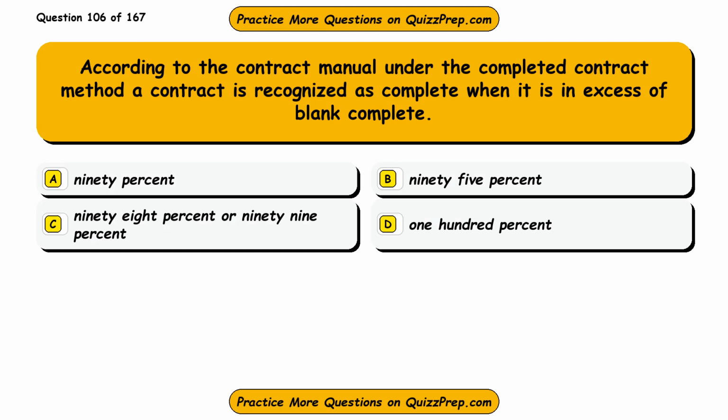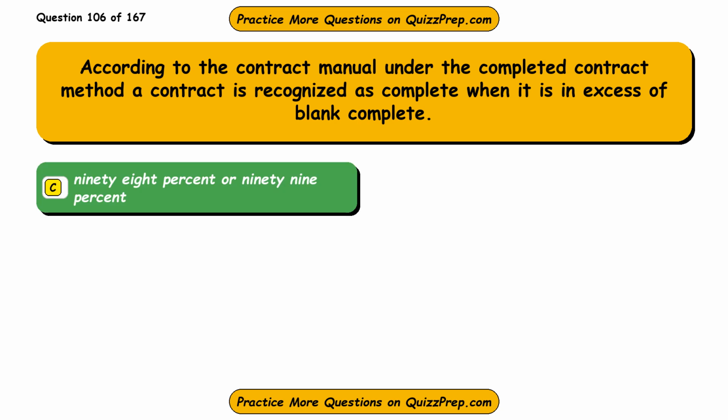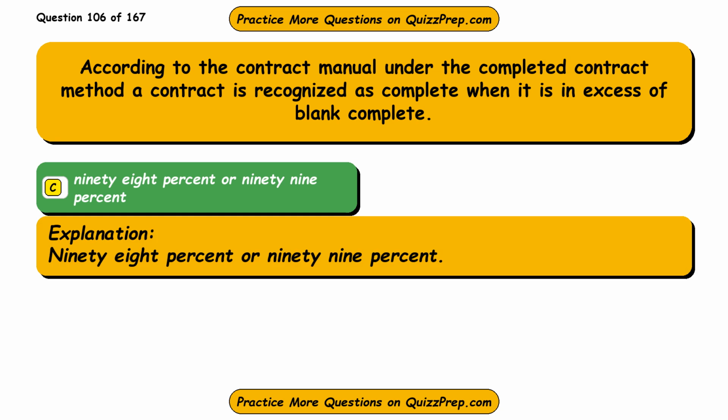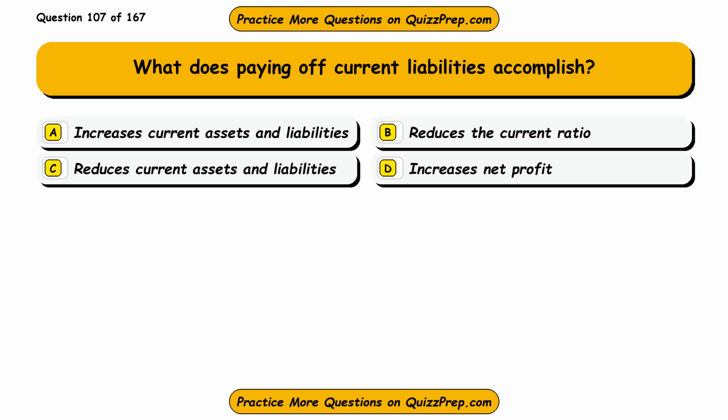Question 106. According to the contract manual, under the completed contract method, a contract is recognized as complete when it is in excess of blank complete. Option A, 90%. Option B, 95%. Option C, 98% or 99%. Option D, 100%. The correct answer is option C, 98% or 99%. 98% or 99%.